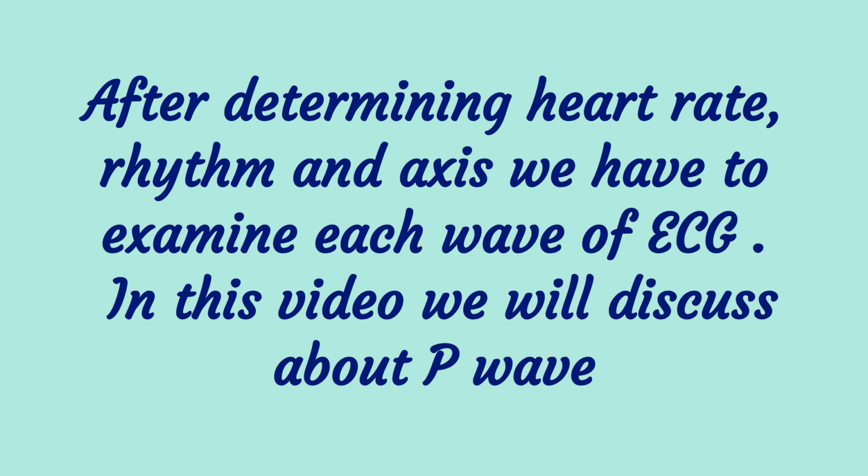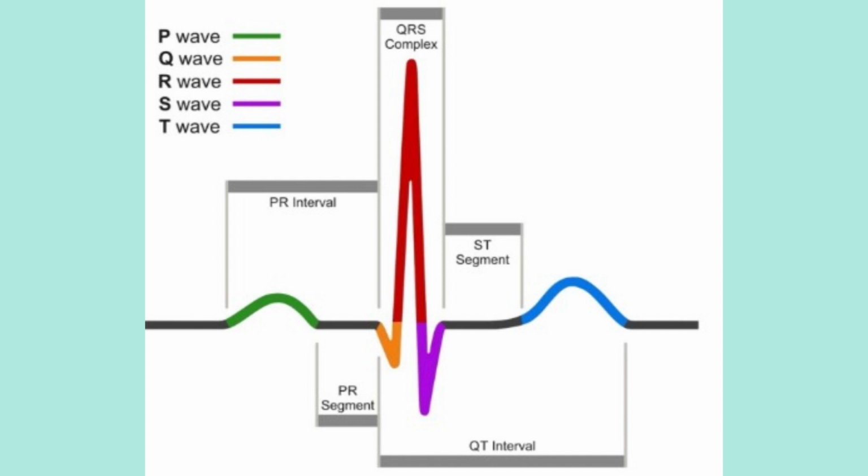After determining heart rate, rhythm and axis, we have to examine each wave of the ECG. In this video, we will discuss the P wave. This is a normal ECG waveform, showing all waves and segments. For this video, we will be focusing only on the P wave.